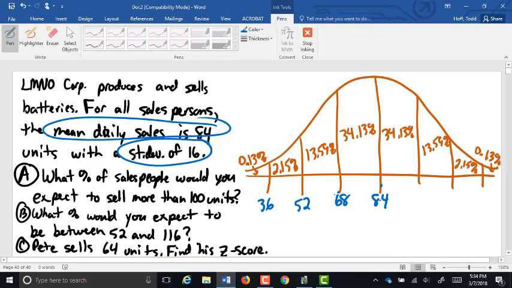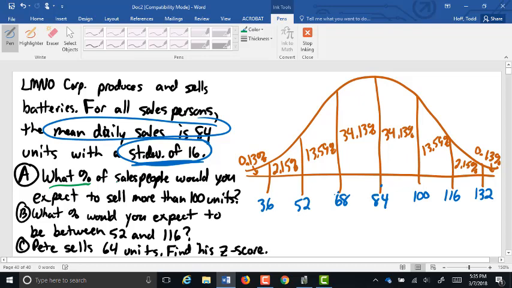Going the other way, 84 plus 16 is 100, plus another 16 is 116, and plus another 16 is 132. Again, the 16 is because the standard deviation is 16. Now we can look at our questions here.